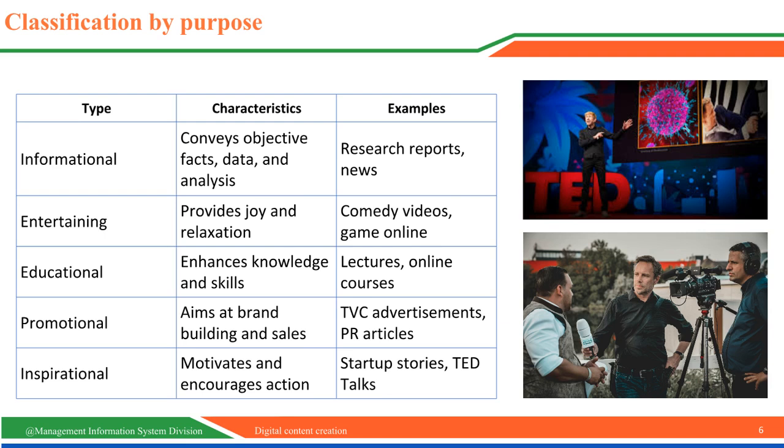2. Entertainment content. This content aims to create enjoyment, relaxation, and excitement. Examples include music videos, films, online games, or humorous clips on TikTok. This is the fastest growing segment on the internet because the need for entertainment is ever present in human life. 3. Educational content. The goal is to impart knowledge and develop skills for the learner.